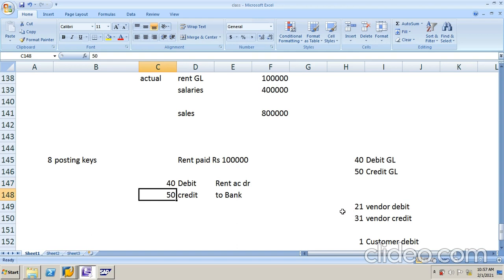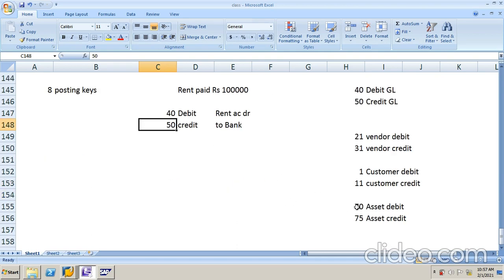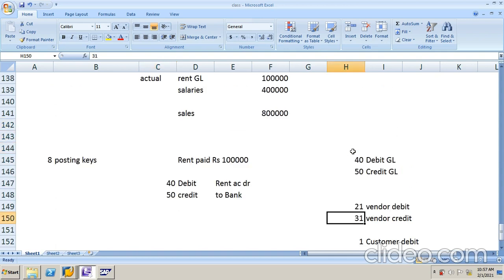In SAP we have two screens, single screen and multi-screen. If you enter in the single screen, it will take the keys automatically. If you go for the double screen, only then we have to use these codes for debit and credit. For single screen these numbers are not necessary; it will take them automatically. This is called posting keys.